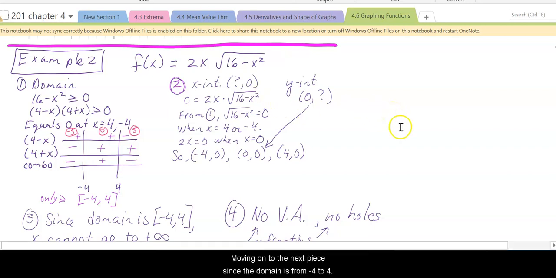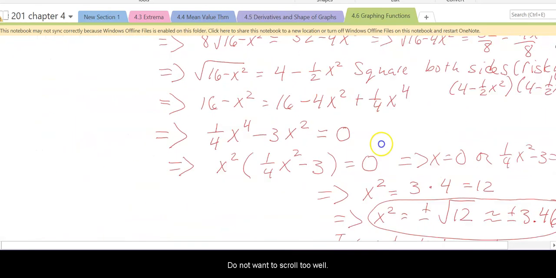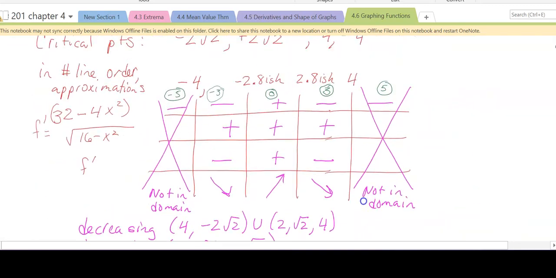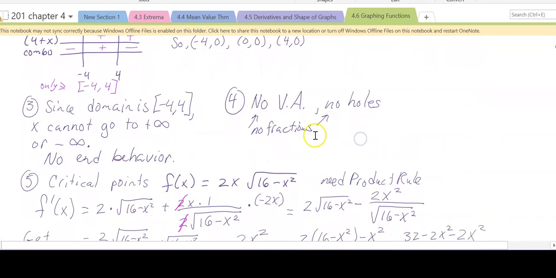Moving on to the next piece, since the domain is from -4 to 4, that means that we don't need to consider end behavior. It's not possible for x to go to infinity or negative infinity because I'm restricted between -4 and 4. There is no end behavior. There are also no vertical asymptotes or holes because there are no fractions.